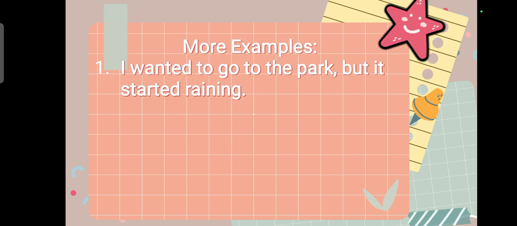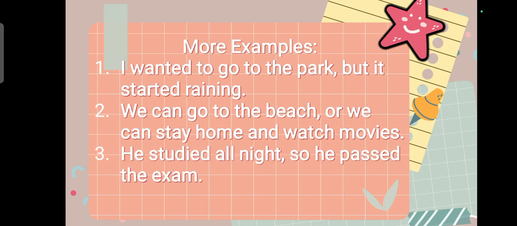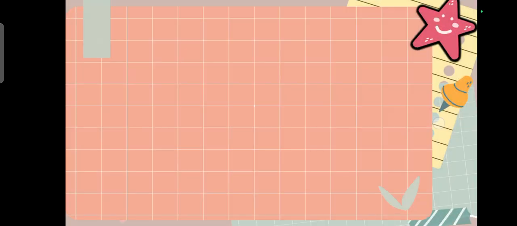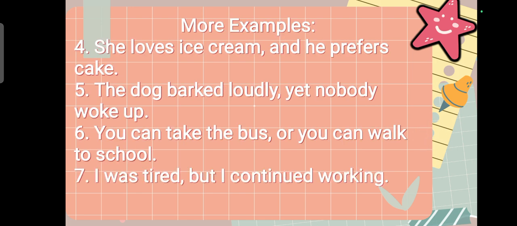So here, the independent clause one is I wanted to go to the park. The second one, it started raining, and connected by but. The second example, we can go to the beach or we can stay home and watch movies. Third one, he studied all night, so he passed the exam. Then number four, she loves ice cream and he prefers cake. Five, the dog barked loudly, yet nobody woke up. Six, you can take the bus or you can walk to school.